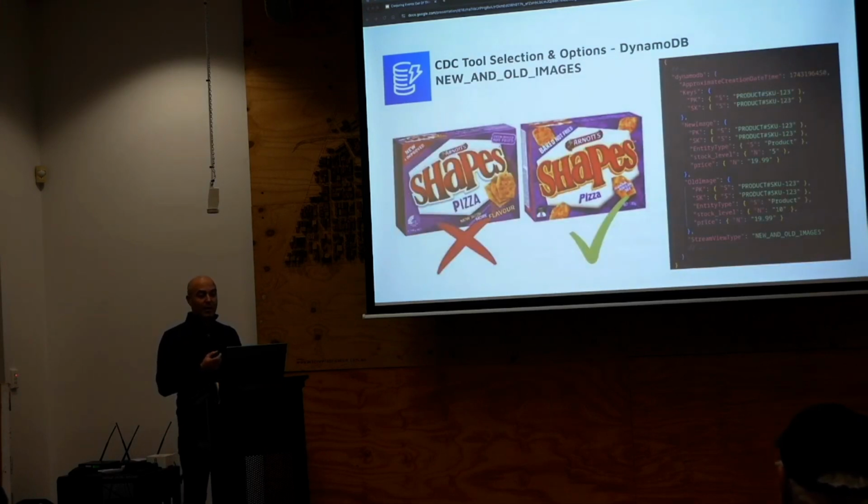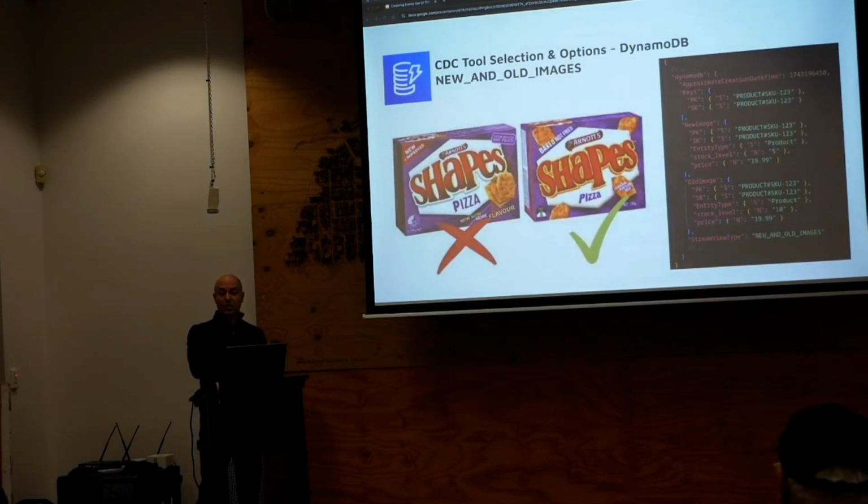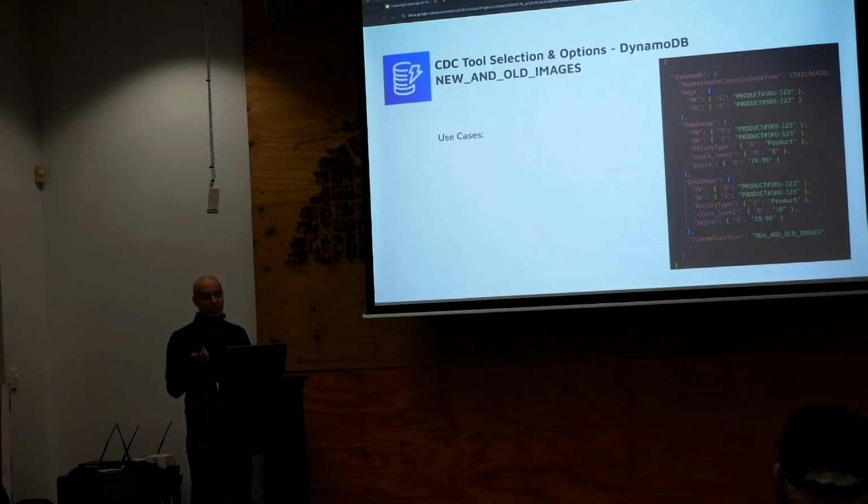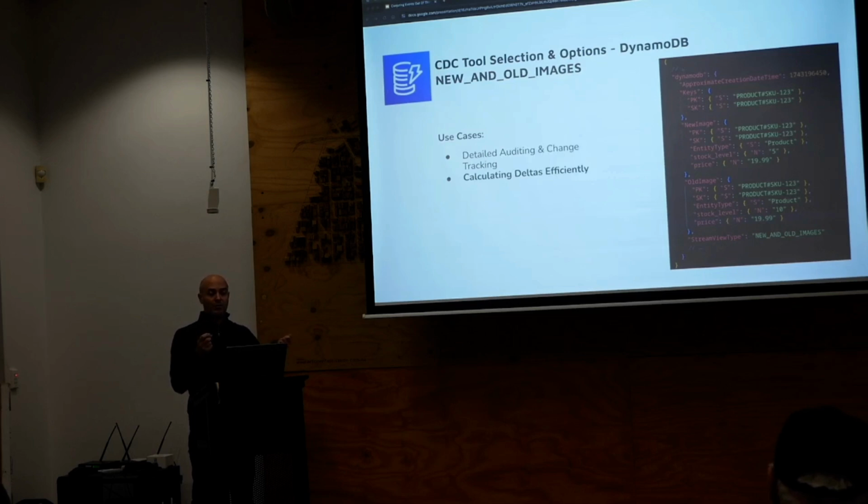And finally, maybe you'd like to have your cake and eat it too. You can have new and old images, as we mentioned earlier, but seriously, when do you need to go down this route? You take this road if you need the most context directly within the event stream. So you need the before, you need the after. This gives you both of those bits of information. Use cases, to send it home: great for recording exactly what changed. Field X went from value A to value B. Or you want to compare the new and old image within consumer logic without needing to go to the database and retrieve the item in its current state.